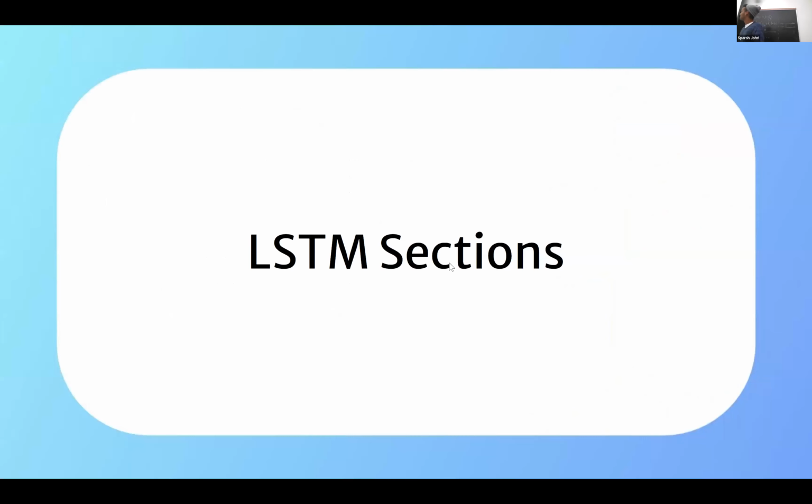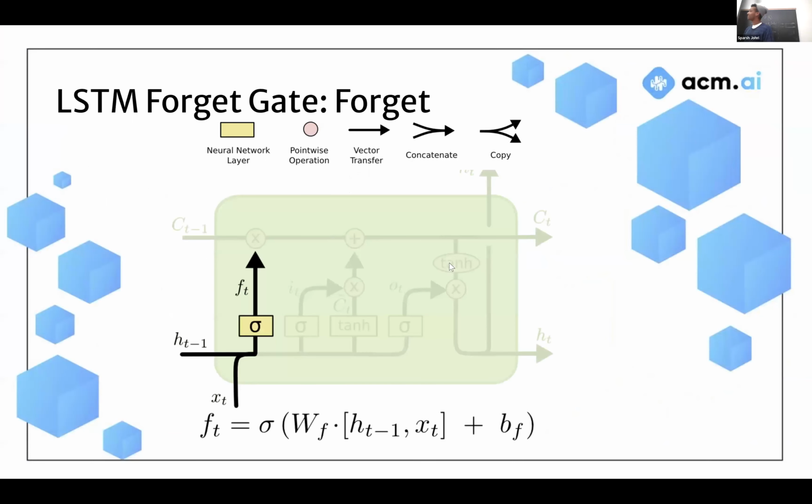LSTM section. So let's get into it. Let's start with the forget gate. What this does is it takes your hidden state from the previous input, and it takes your current input. For example, say you have a sentence, hello, my name is, and you represent your words as word embeddings. The first input would be hello, right? As a vector.